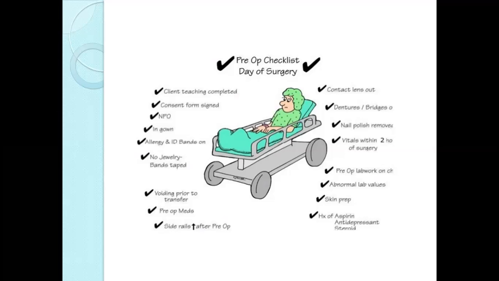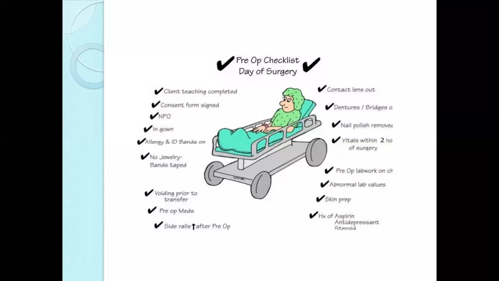Then any pre-operative lab, any investigation that needs to be done, or any abnormal values, and skin preparation done. History of aspirin, antidepressant, steroid. HX means history. Then client teaching completed, consent already signed, NPO, the patient in gown. This gown is worn on the day of the surgery; we make the patient wear the hospital gown, and with that hospital gown he will go to the operation room.